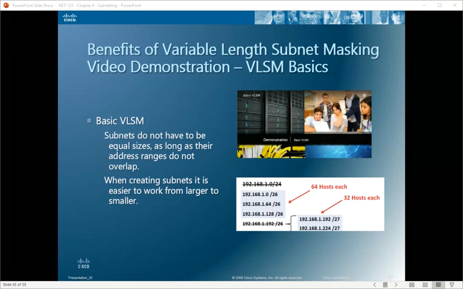So again, this is all the same network, 192.168.1.0. We're just changing how the subnet mask is read over the network ID. So we create these networks within networks.